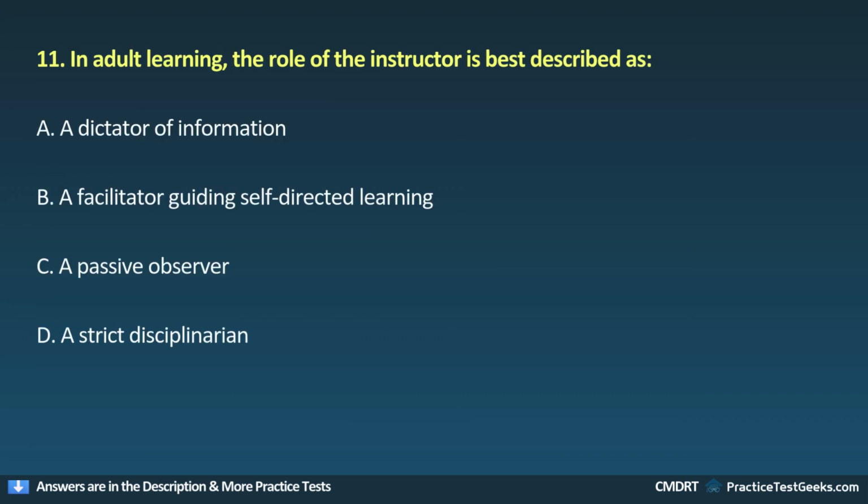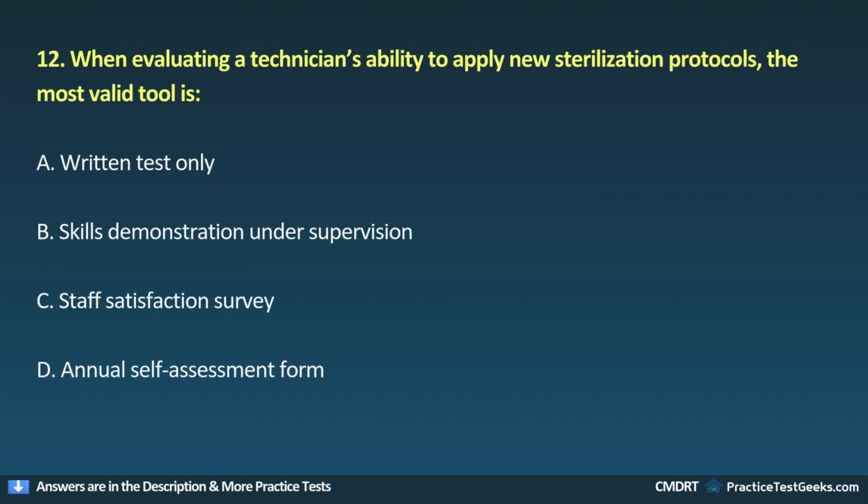11. In adult learning, the role of the instructor is best described as: A. A dictator of information. B. A facilitator guiding self-directed learning. C. A passive observer. D. A strict disciplinarian.